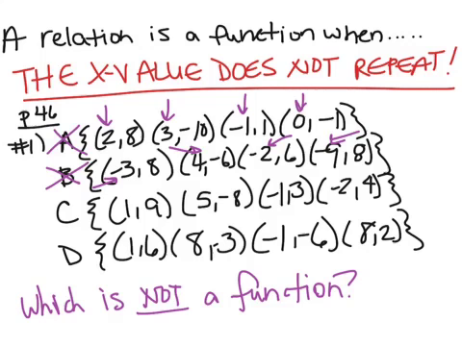Now, if you take a look at B, they're going to try and trick you because they're going to have a y value repeating. My 8 repeats. That is totally fine. Y is allowed to repeat. It's your x value that cannot.